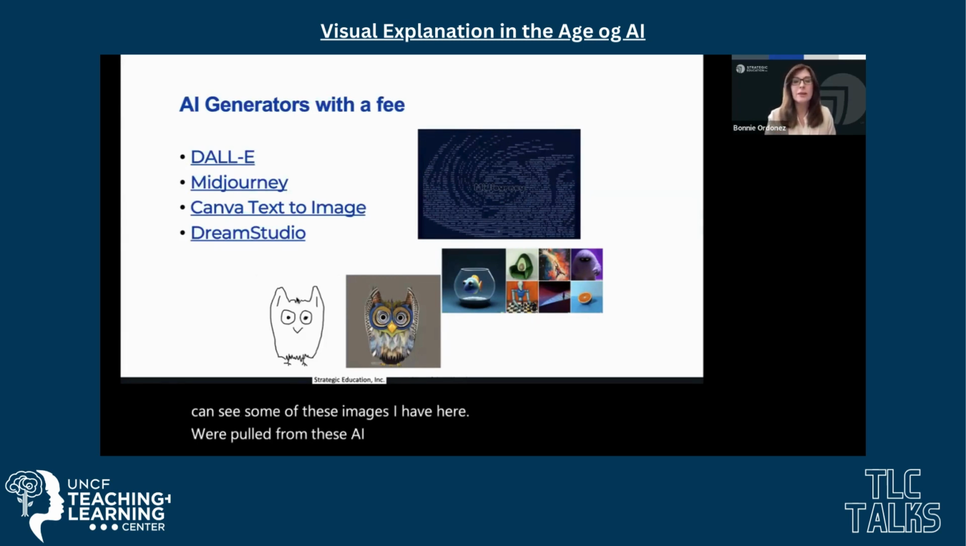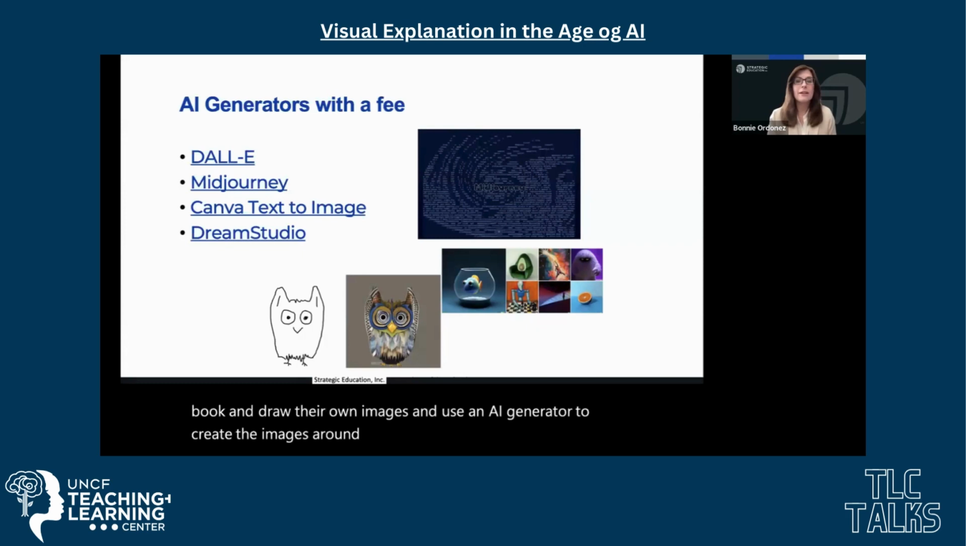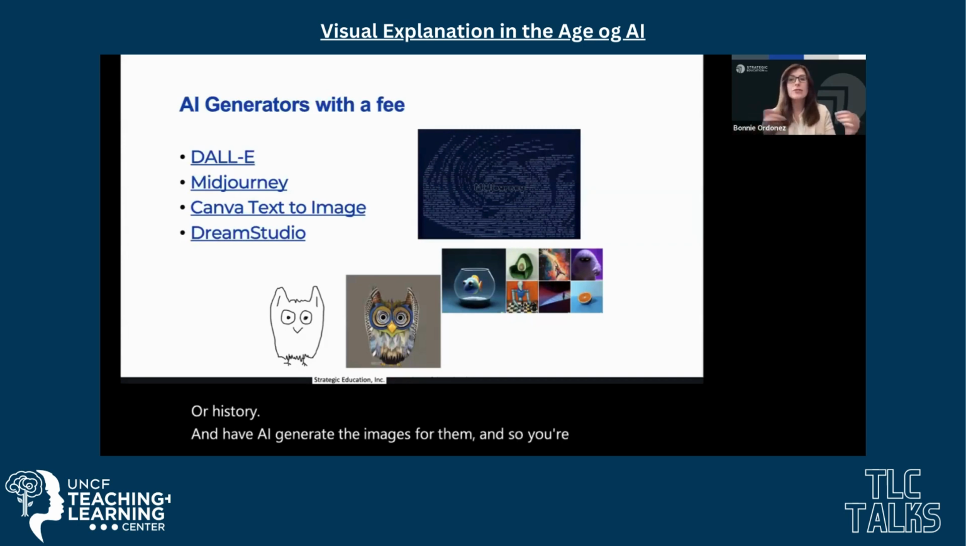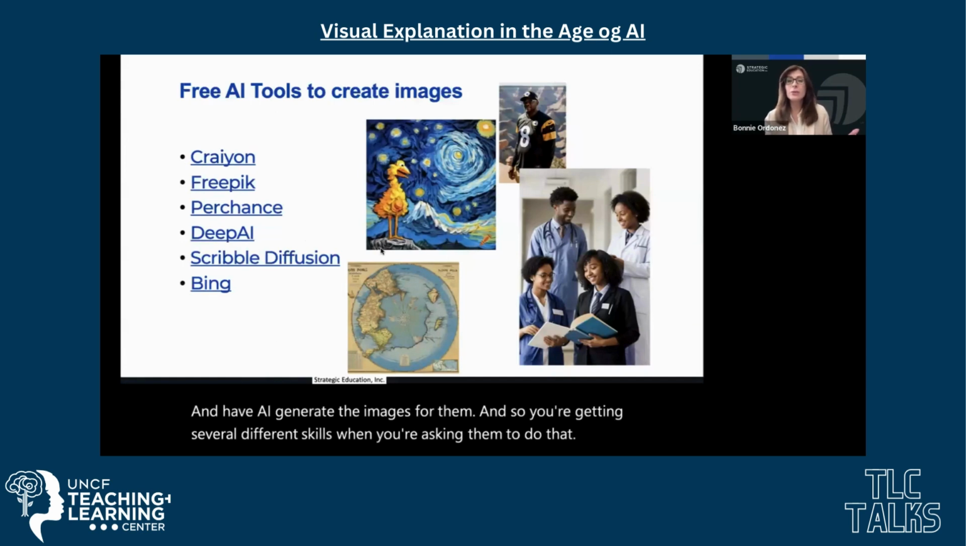So this one down here, I'm particularly fond of. This is where you can draw in a picture and it'll generate an image. So think about all the fun things you could do in your class with something like that. Do you teach literature? You could have students write a children's book and draw their own images and use an AI generator to create the images around that. You could have them write an instructional guide to biology or history and have AI generate the images for them. And so you're getting several different skills when you're asking them to do that. And these are the AI tools that are free.